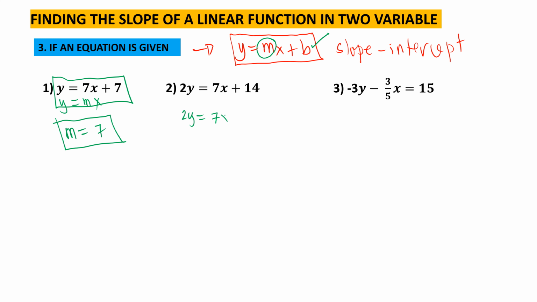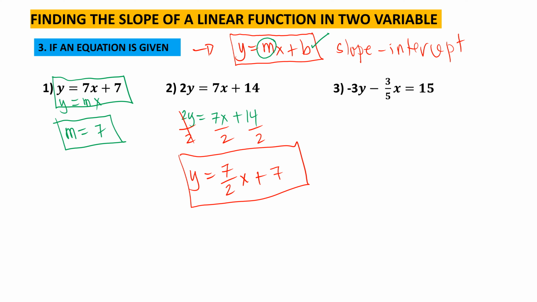We are going to isolate the numerical coefficient of y. So therefore, this is with a 2. Thus, we have to divide by 2 all terms. So therefore, this is y is equal to 7 halves x plus 7. So for this, we know already that the 7 halves is said to be our slope. So therefore, our slope is 7 halves.